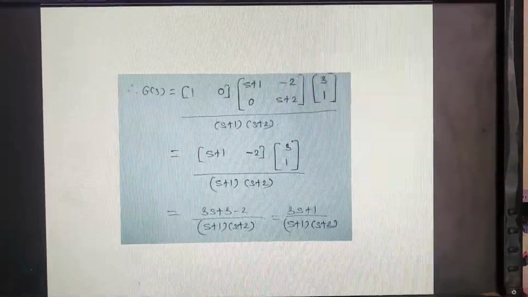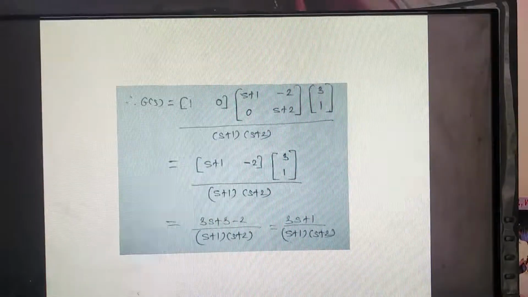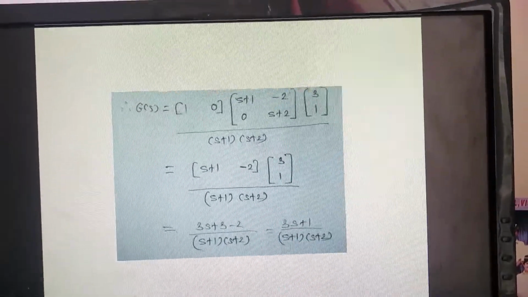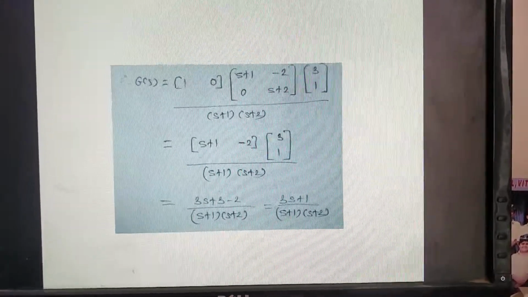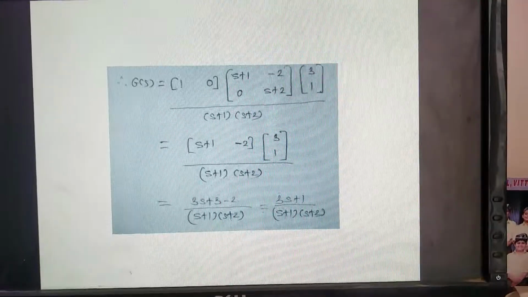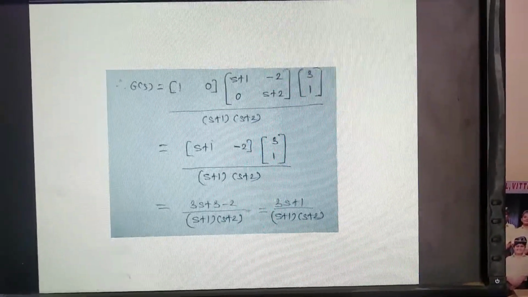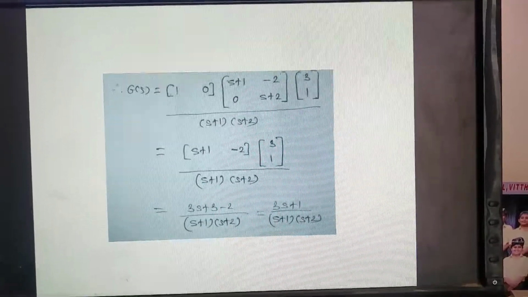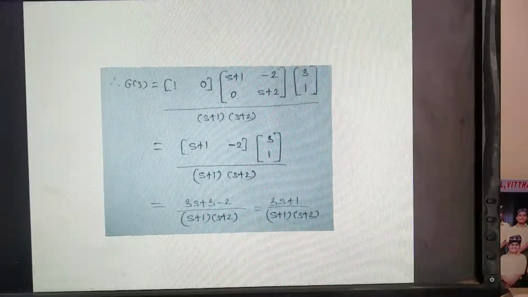What is the value of (sI - A)^-1? I am reading row wise: [s plus 1, minus 2; 0, s plus 2] divided by (s plus 1)(s plus 2). And what is the value of B matrix? It is [3; 1]. So now how to solve this? All of us are aware of the properties of matrix multiplication. The matrix multiplication is to be carried out in order. So let's first multiply C with (sI - A)^-1.